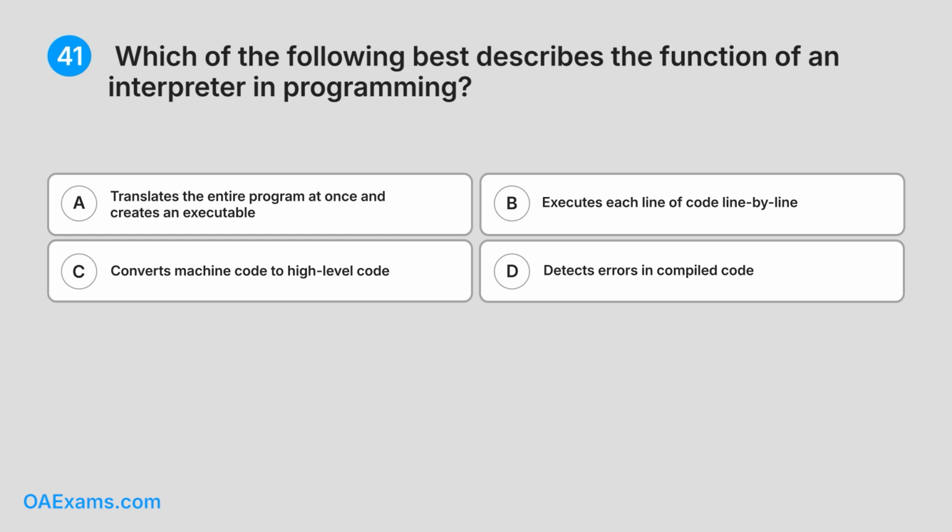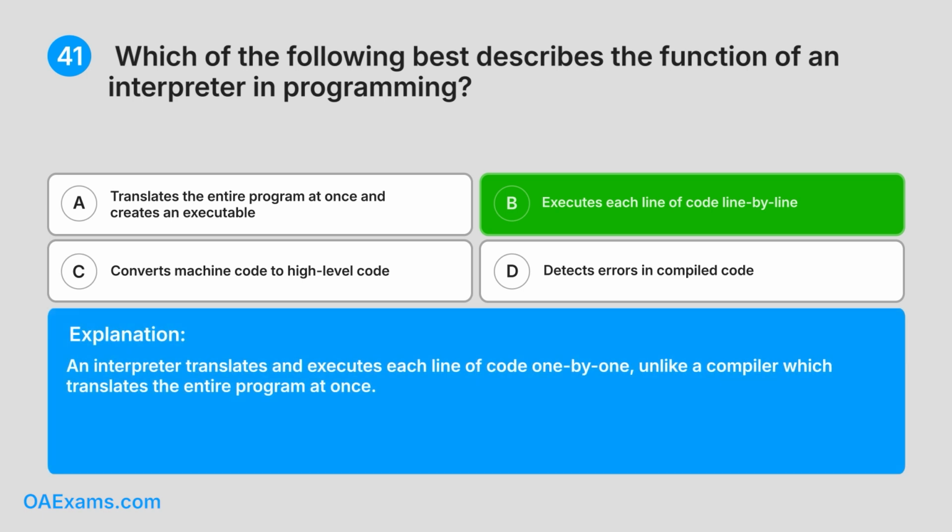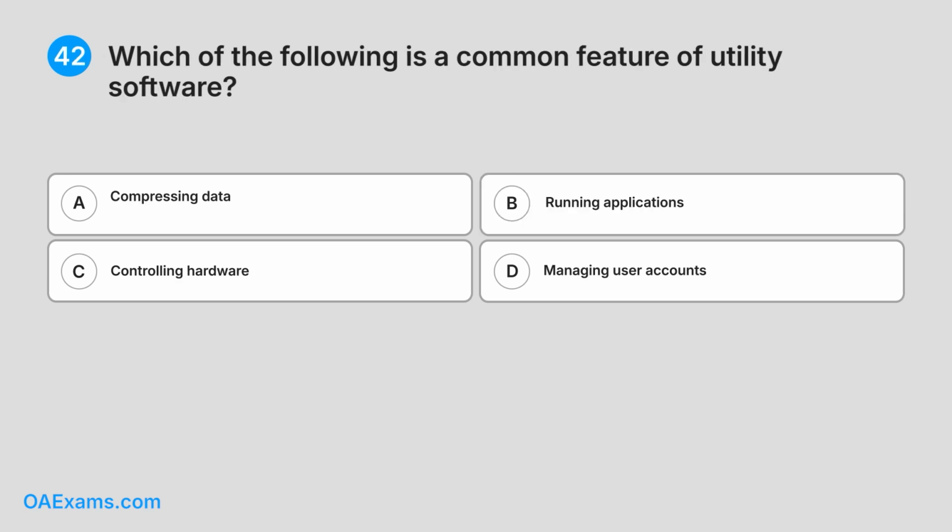Correct answer: B. Executes each line of code line by line. Explanation: An interpreter translates and executes each line of code one by one, unlike a compiler which translates the entire program at once.